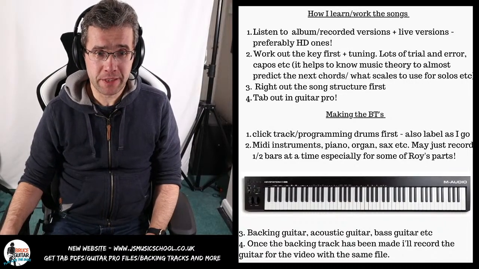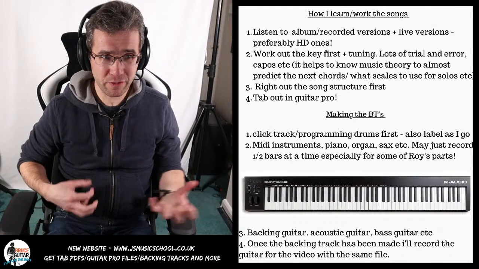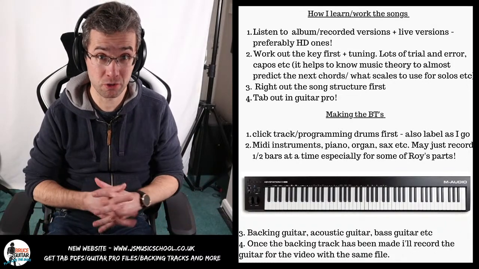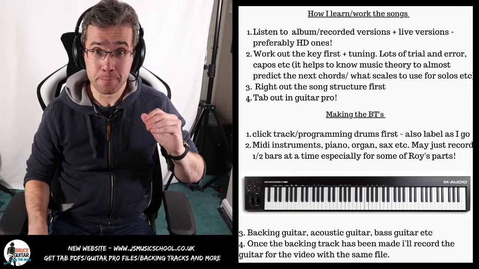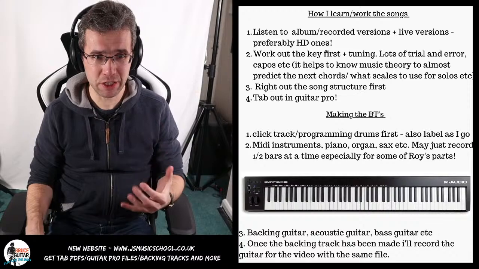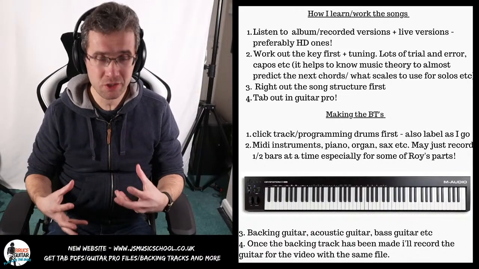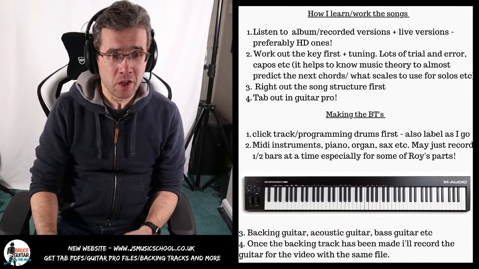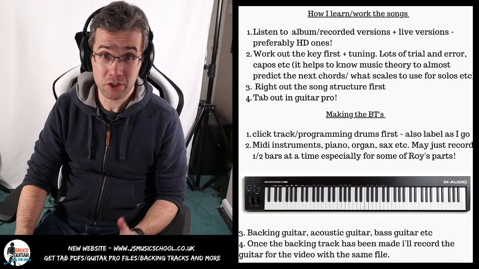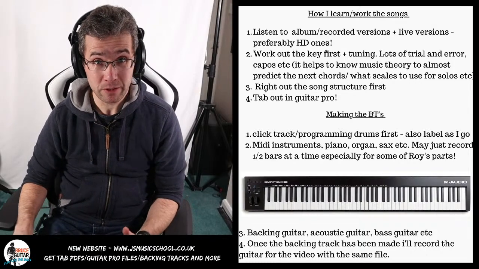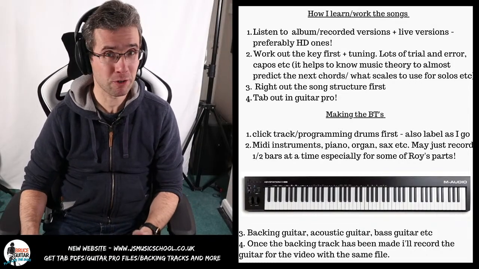Okay, so then the next step is, once I've worked out roughly what key it's in and roughly what the chords are, I'll get a song structure going. The song structure is what you'll see, that's just for me to break everything down, and it's really useful to remember the order of the song and things like that. Okay, so that's the song structure. And then my next step would be to tab it all out on Guitar Pro. So again, if you haven't got Guitar Pro, I thoroughly recommend it.